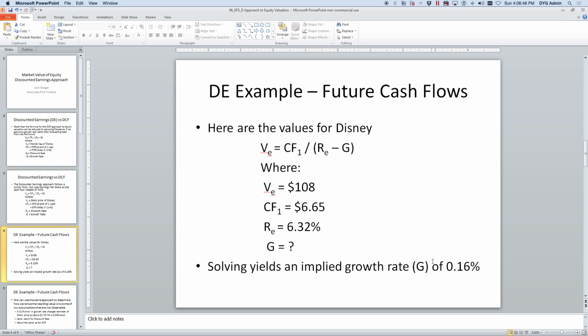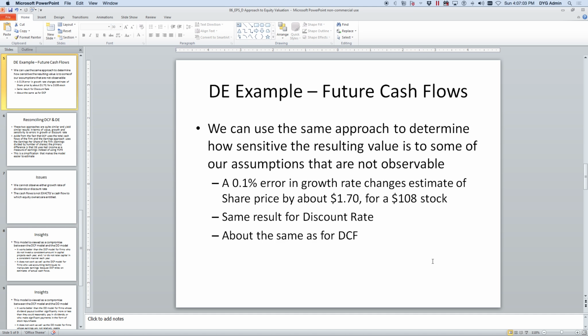I don't know if you recall, but with the discounted cash flow, the growth rate was about 0.18%. So these two are giving very similar results, but you didn't have to go through that whole process of calculating out free cash flows. So it's sort of an easier way of getting at it.